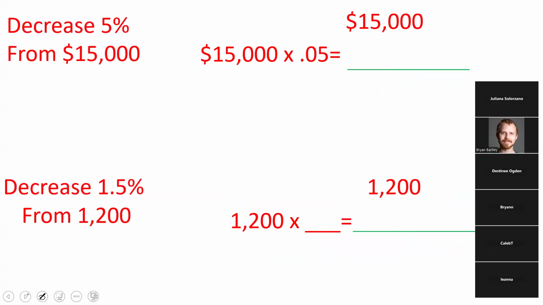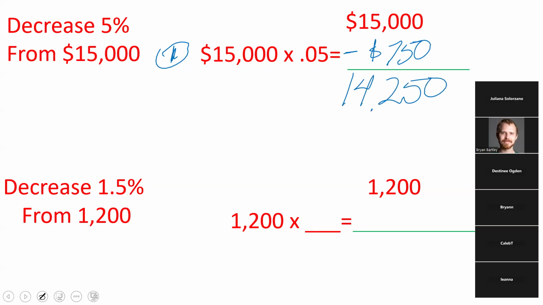So the first step is the same. Step 1, we have to multiply by the percentage. So what is $15,000 times 0.05? So 5%. 750. $750. Okay. And then because we're decreasing, we're going to subtract. So 14,250.